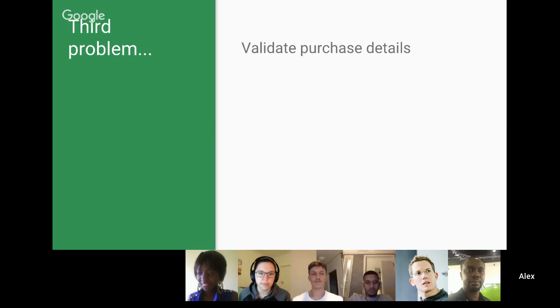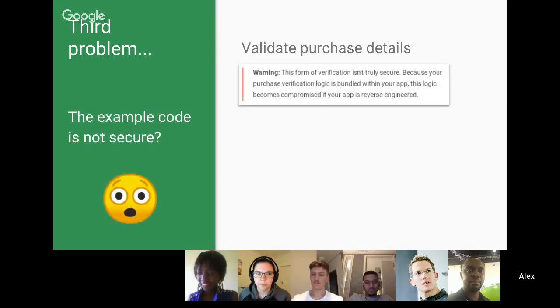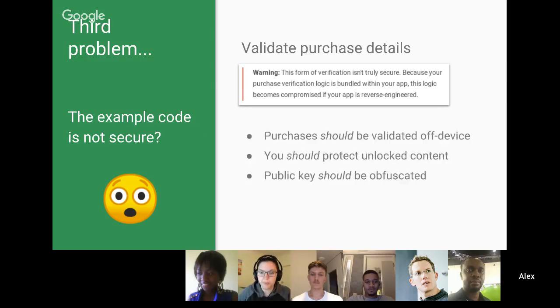Fantastic. But when we look at validating purchases, the documentation says that, hey, that code that we showed you, the demo app, it's actually not so secure. So what's happening here is when a purchase completes, you get a token for that purchase, and then you're expected to validate that purchase, that it came from your app. So Google does provide example code of how to do this on the device, but they do suggest that purchases should be validated off device.